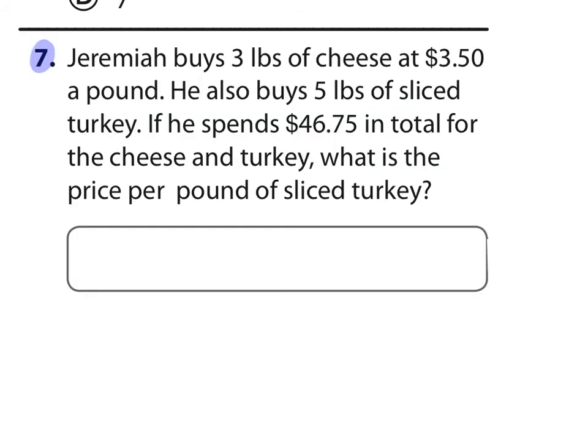Number 7, Jeremiah buys 3 pounds of cheese at $3.50 per pound. He also buys 5 pounds of turkey. He spends $46.75 in total for the cheese and turkey. What's the price per pound of sliced turkey?